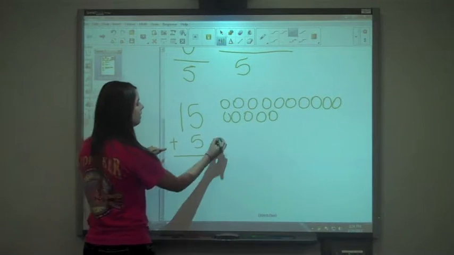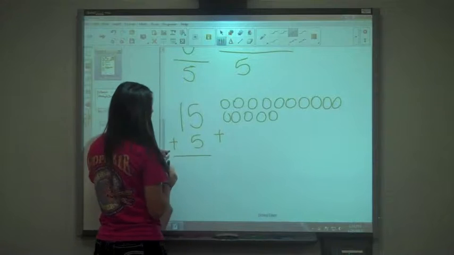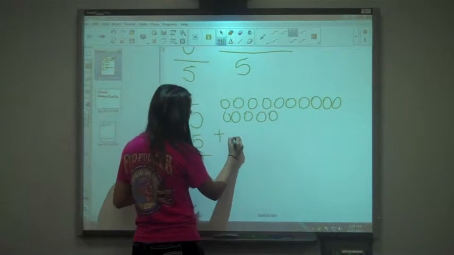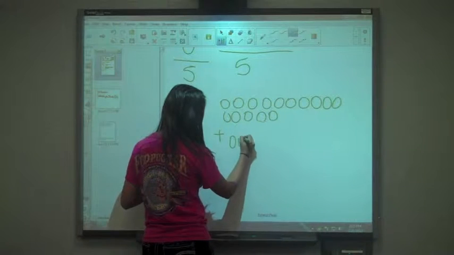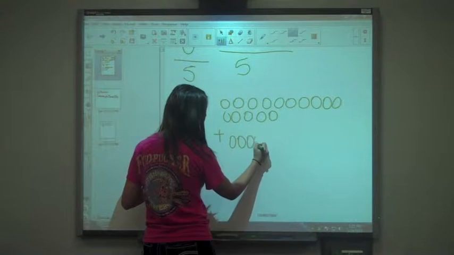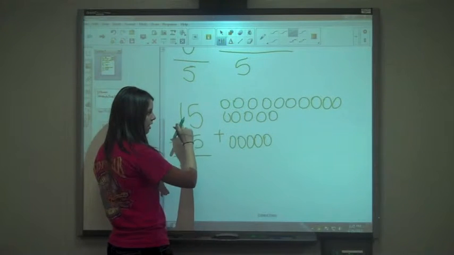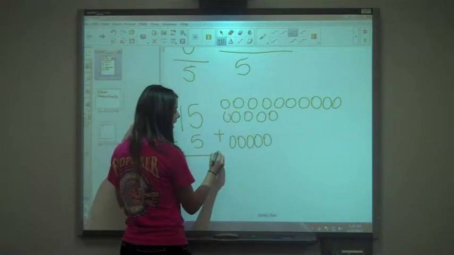Now we're adding, so we're going to bring over our add sign. And now we're going to do 5. So we have to draw out 5 circles. 1, 2, 3, 4, 5. And now that the problem is done, 15 and 5, carry over your line.